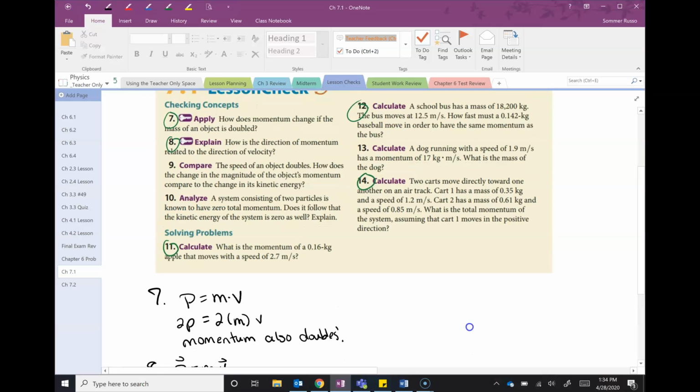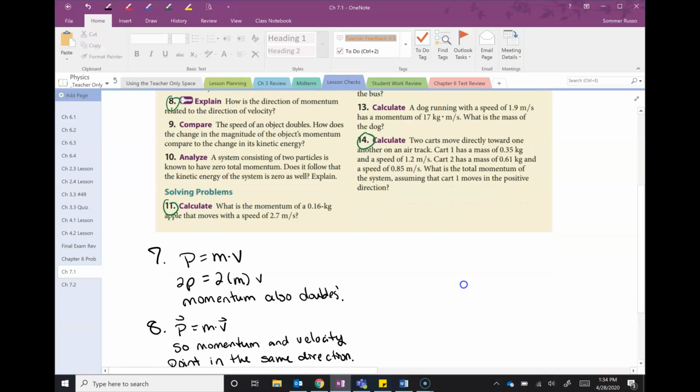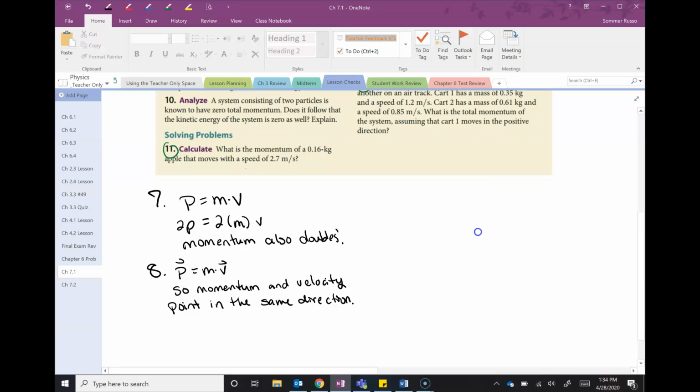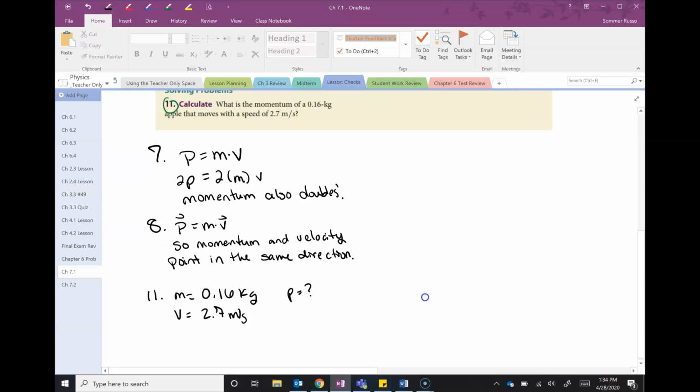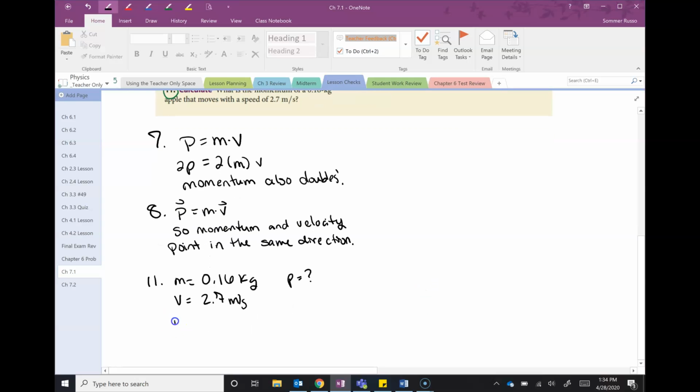All right. So we've gone ahead and done 7 and 8. That tells us we are ready for number 11. Number 11, we are going to do some problem solving. What is the momentum of a 0.16 kilogram apple that moves with a speed of 2.7 meters per second? So we have our mass, we have our velocity, and we want momentum.